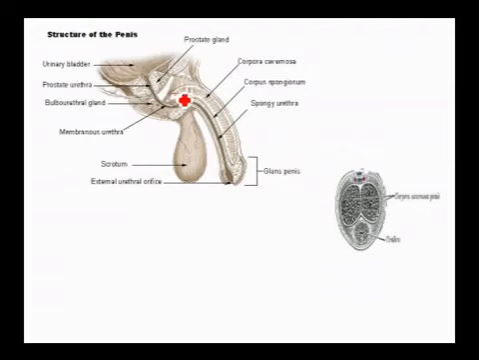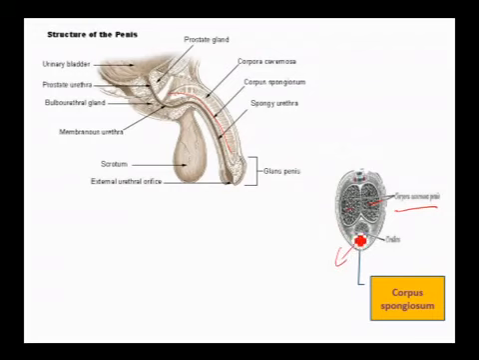It is made up of a central shaft consisting of three longitudinal columns of spongy tissue, two dorsolateral columns called corpora cavernosa, and a ventral column known as corpus spongiosum. In the center of the corpus spongiosum itself, the urethra opens out.